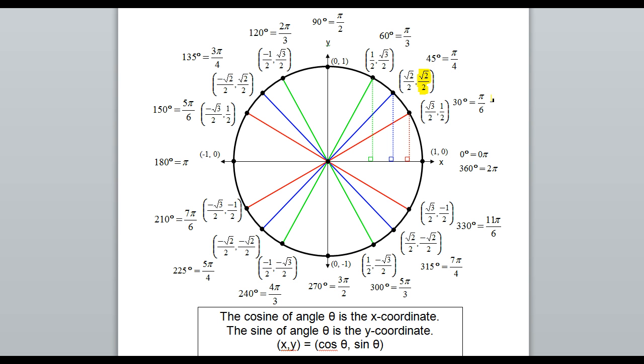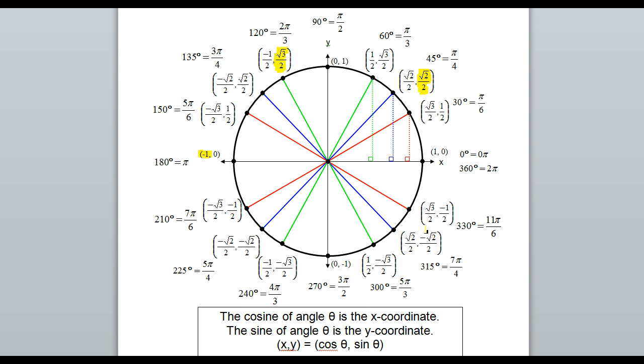I could say, okay, what's the cosine of pi? You go to pi, which is over here, and the cosine is the x-coordinate. I can say, what's the sine of 120 degrees? So you find 120 degrees, the sine is the y-coordinate, and so forth. So you need to have this memorized, and that's the only job you have to do for day 1 of your assignment: memorize the unit circle.